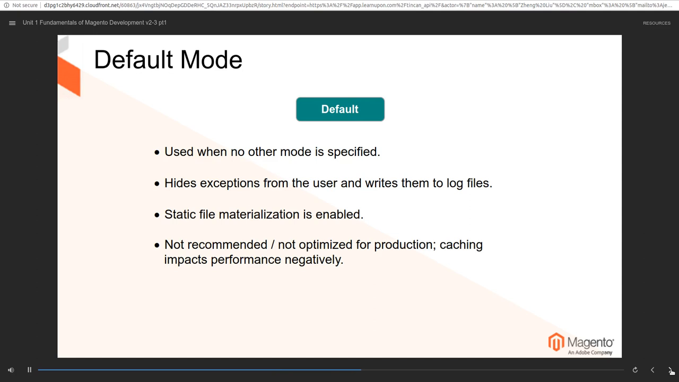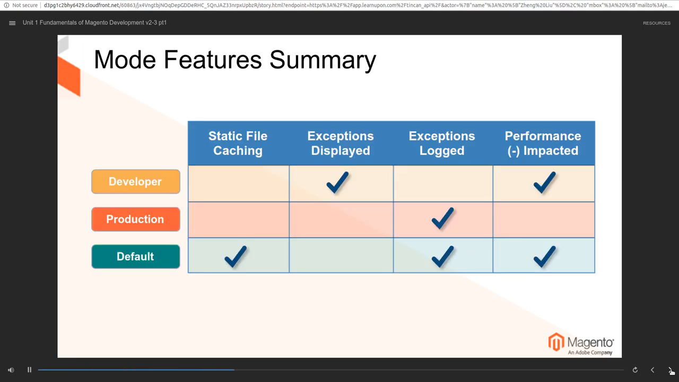Default mode is not optimized for a production environment, primarily because of the adverse performance impact of static files being materialized on the fly, rather than generating and deploying them beforehand. In other words, creating static files on the fly and caching them has a greater performance impact than generating them using the static file creation command line tool. Here is a summary of the key features that distinguish each mode.